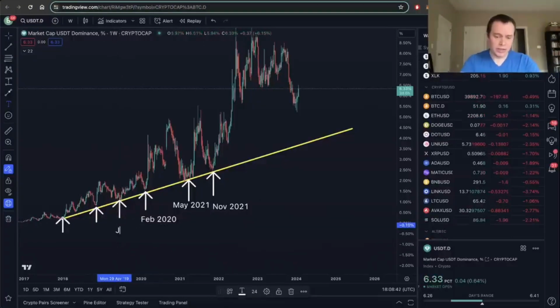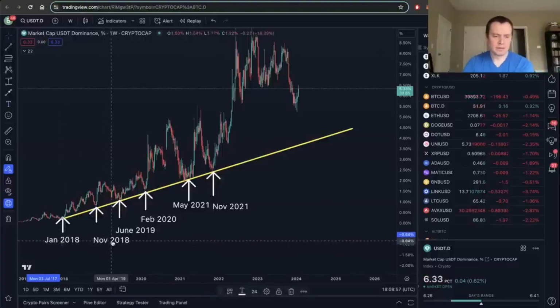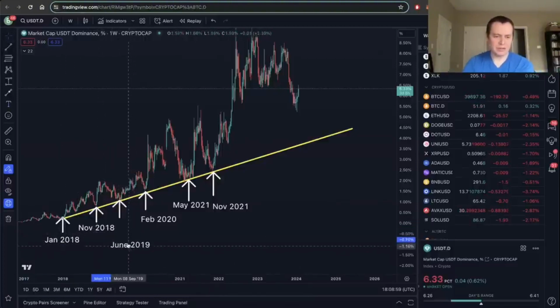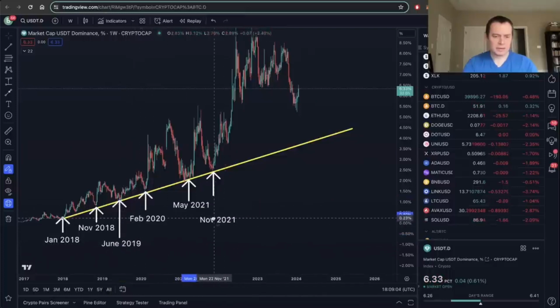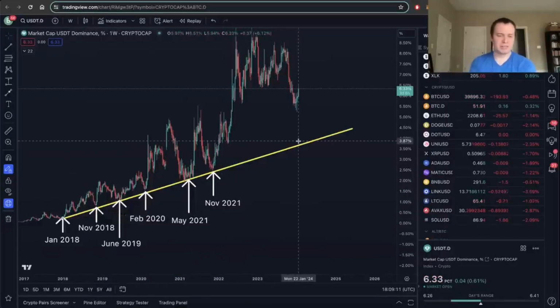June of 2019. This one here, November 2018. We'll get to that one in a minute. This one here, January 2018. Okay? So that is when this trend line has been tagged. It's kind of an interesting thing. All of these dates should mean something to you, right? They all should mean something to you if you've been in crypto.